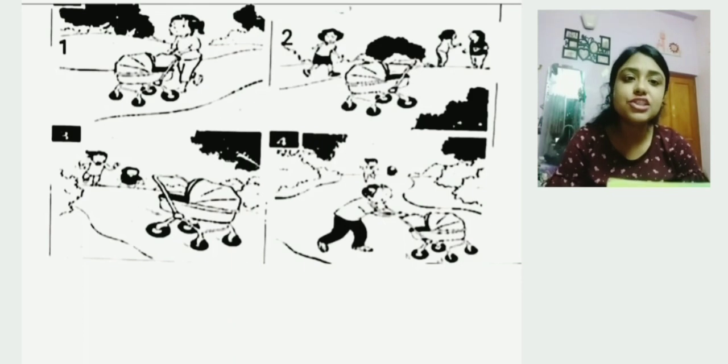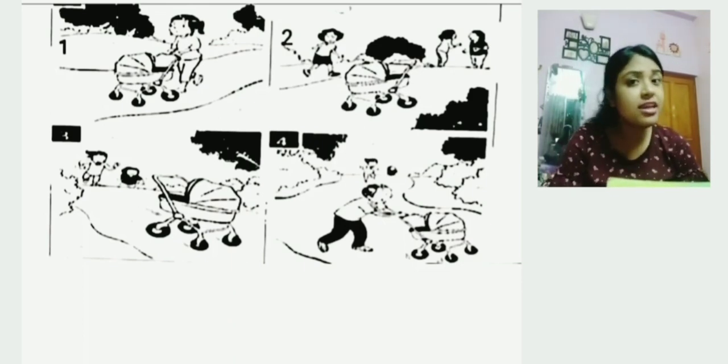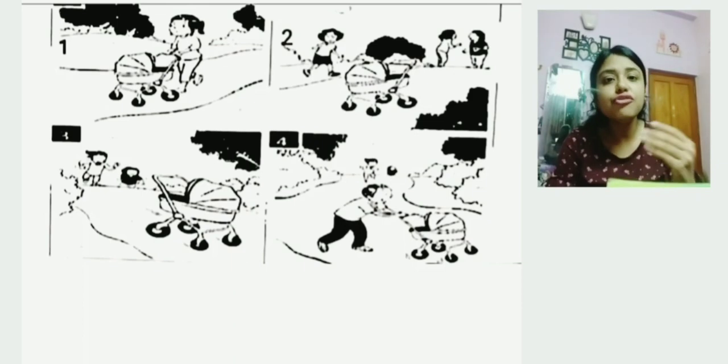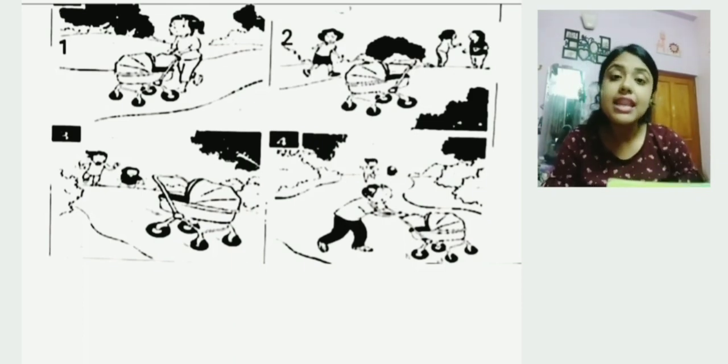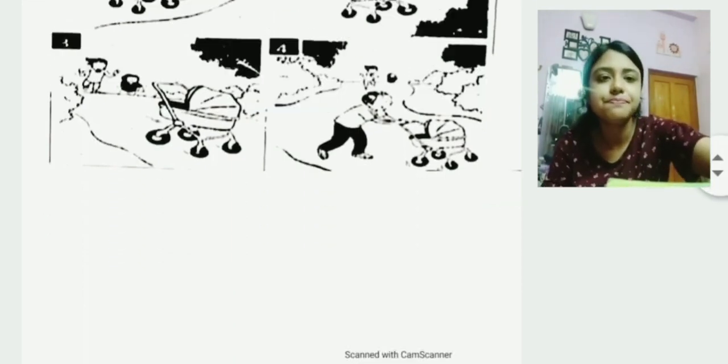So this is the story, this is my story. It can be different in your own words. These are 4 pictures given in a set, so you can make your own story. Now let us see how I have written the story, so that you may have an idea.